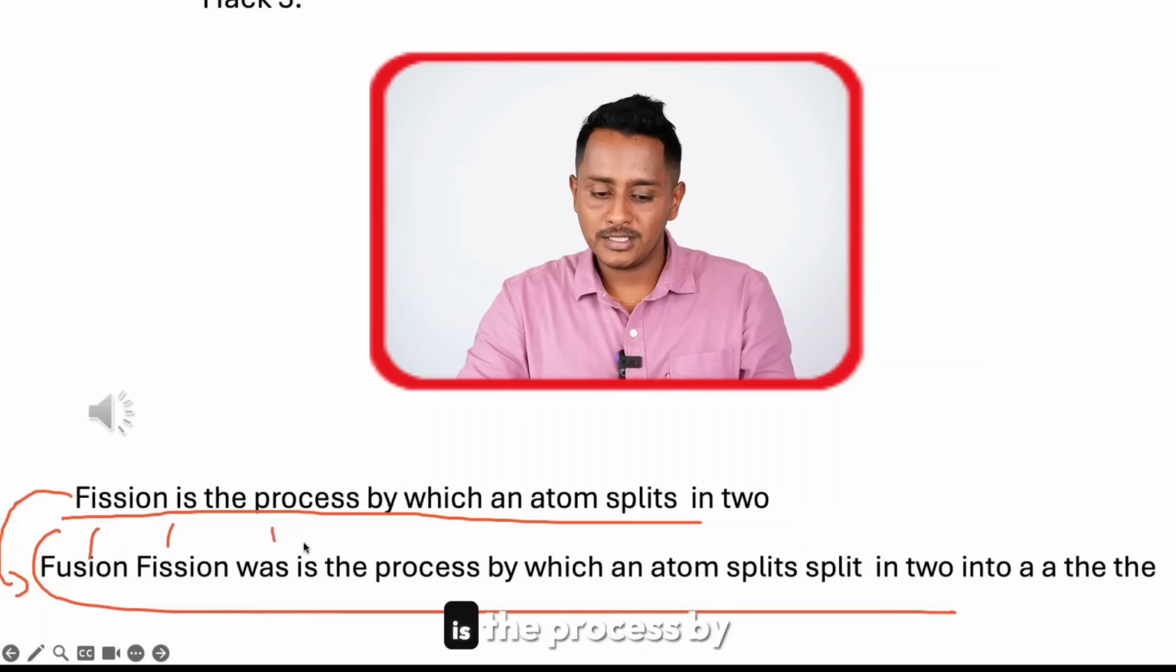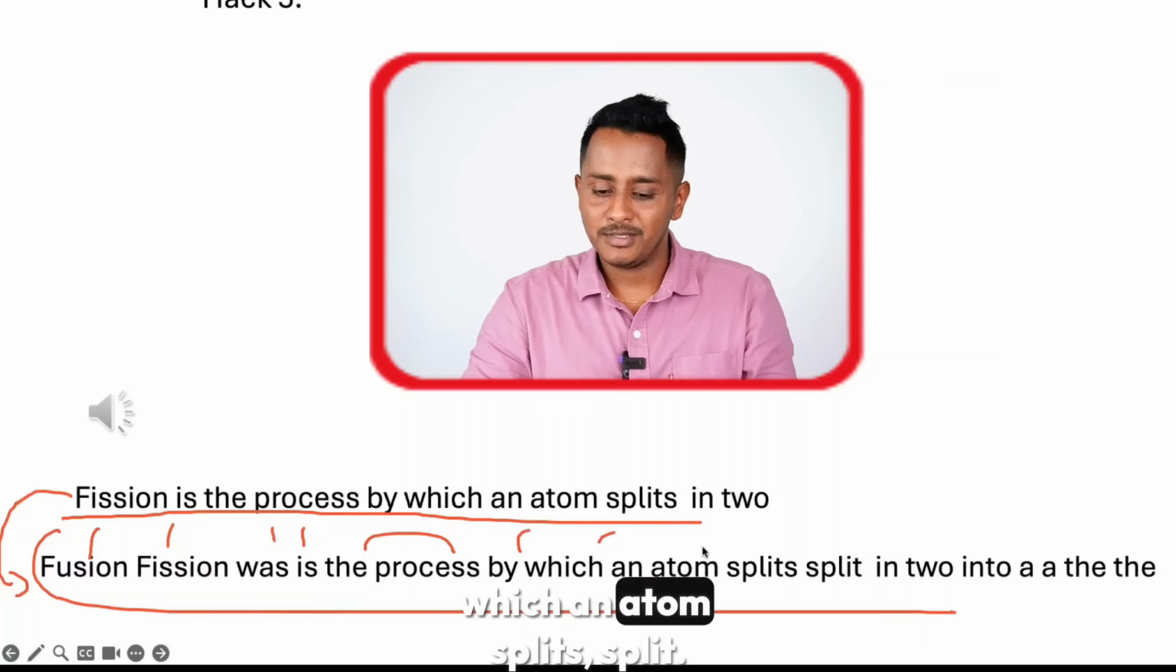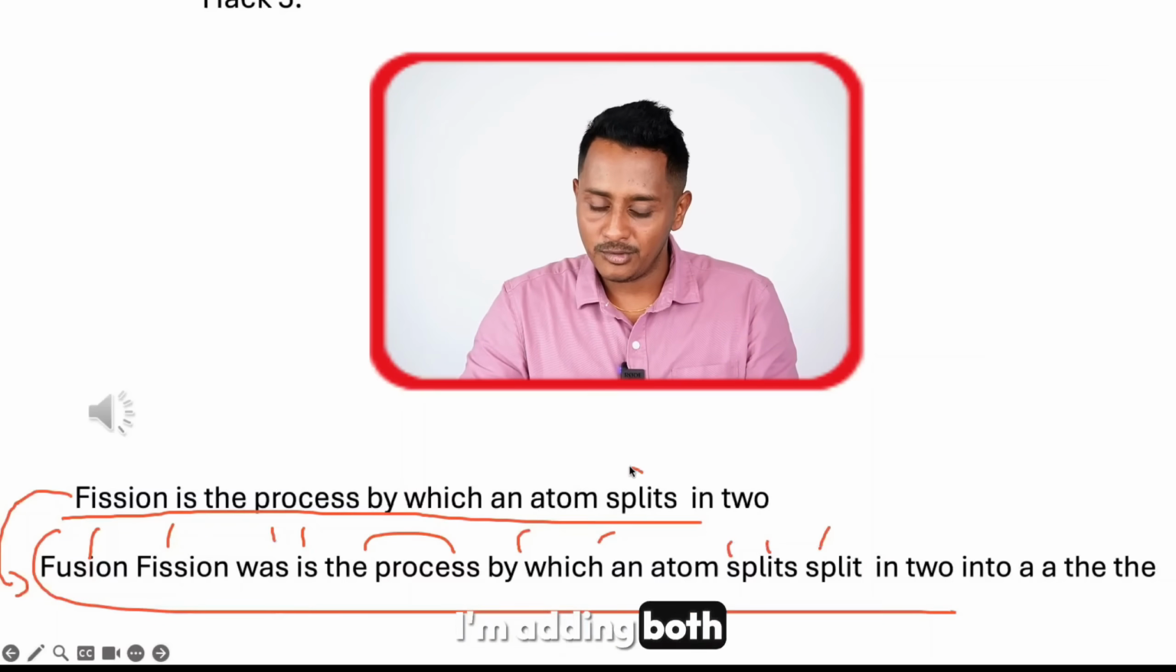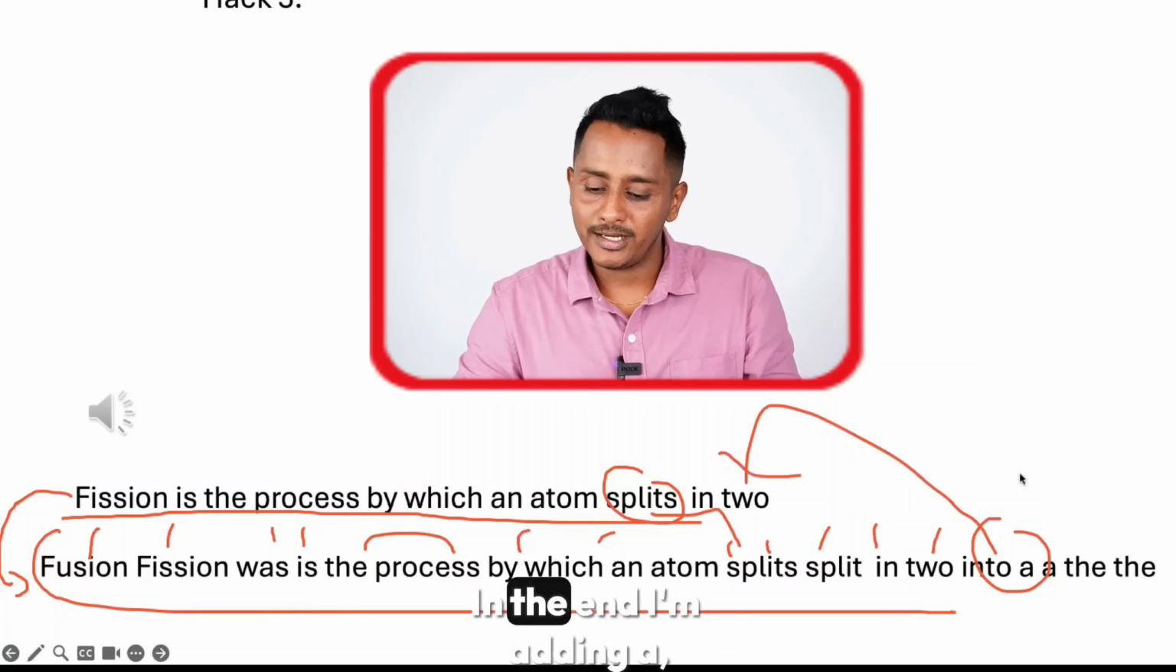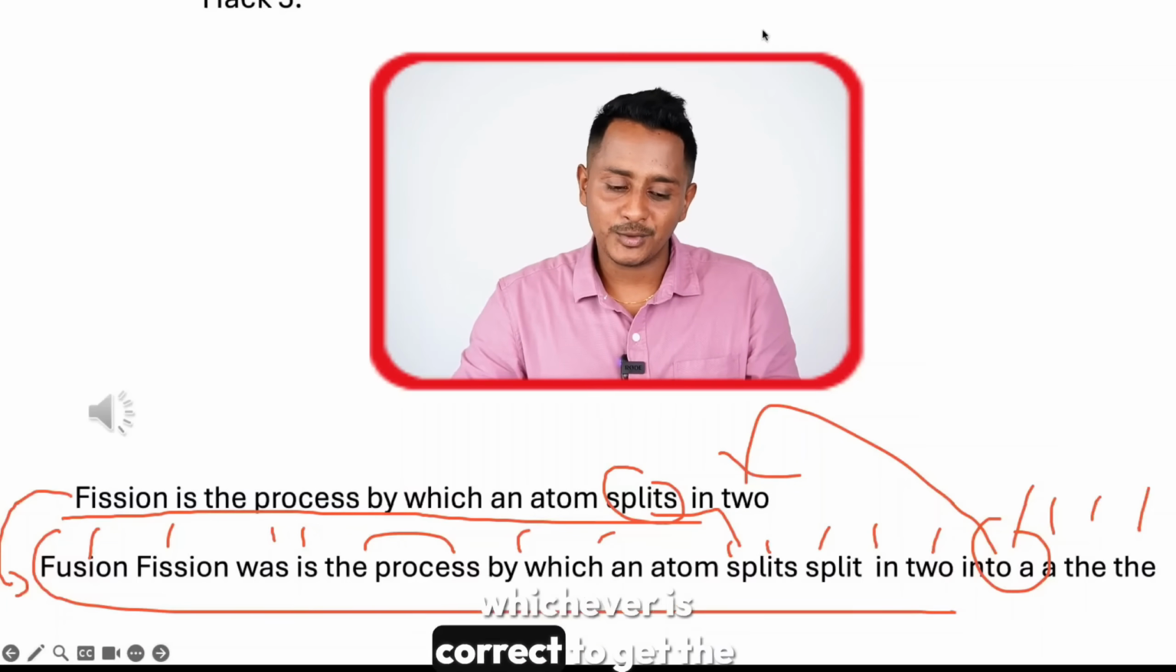Fission is the process by which an atom split. I'm adding both because I was not sure: split or splits, in two or into two, I don't know. In the end, I'm adding da. Now, whichever is correct, you get the marks.